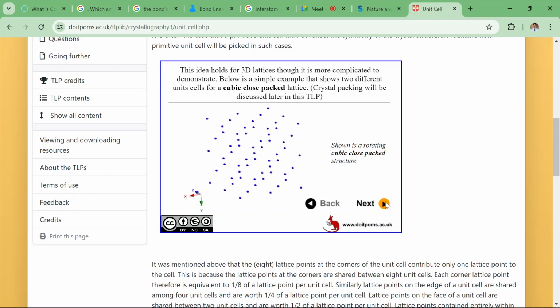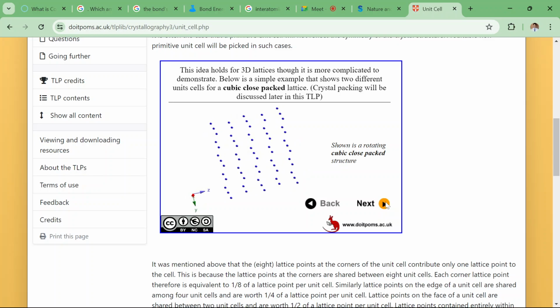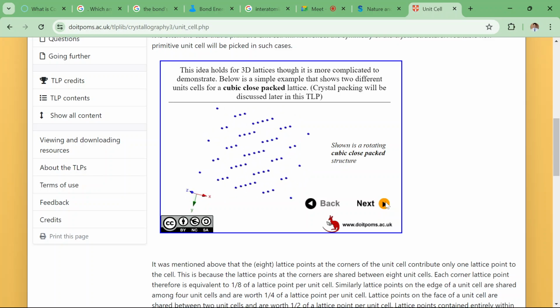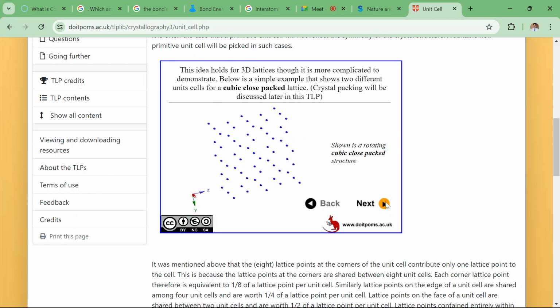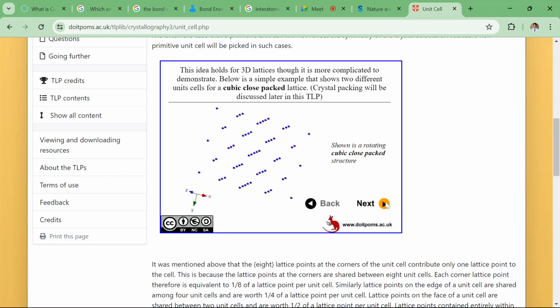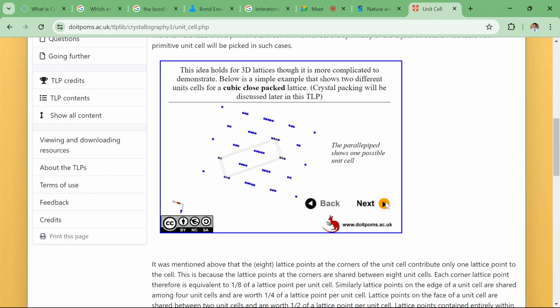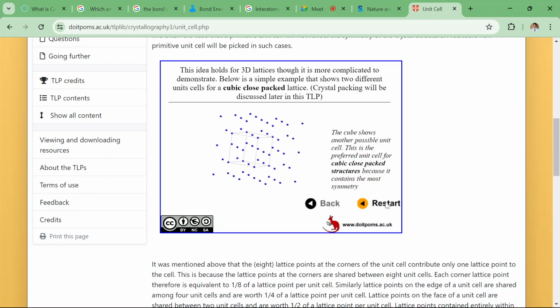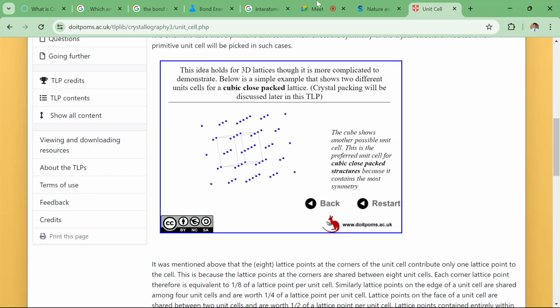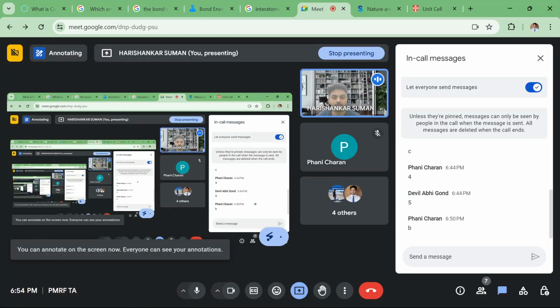Are you seeing my window? Yes or no? This is in 3D. Please visit this site. Okay.